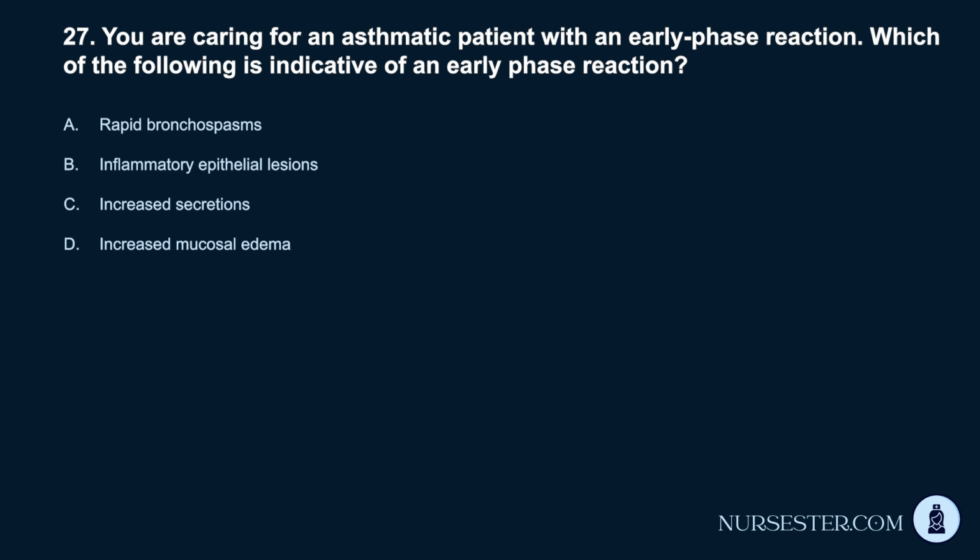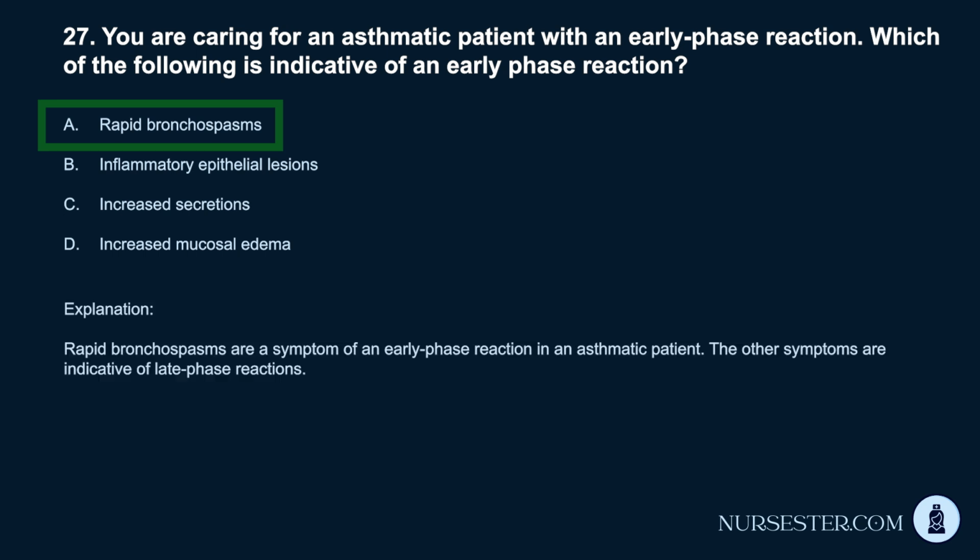27. You are caring for an asthmatic patient with an early phase reaction. Which of the following is indicative of an early phase reaction? A. Rapid bronchospasms. B. Inflammatory epithelial lesions. C. Increased secretions. D. Increased mucosal edema. Correct answer: A. Rapid bronchospasms. Rapid bronchospasms are a symptom of an early phase reaction in an asthmatic patient. The other symptoms are indicative of late phase reactions.